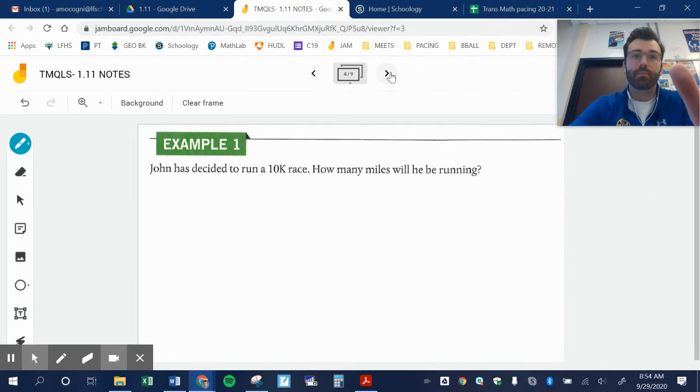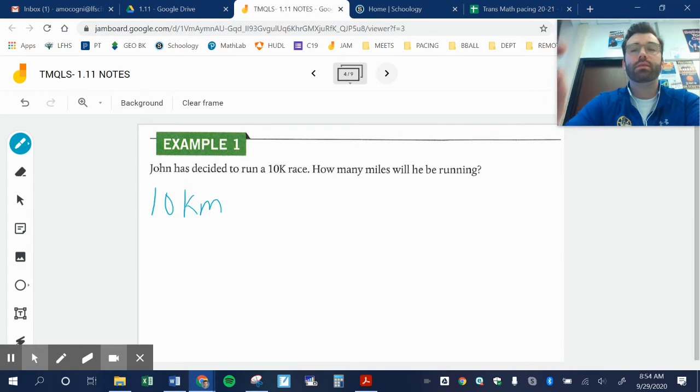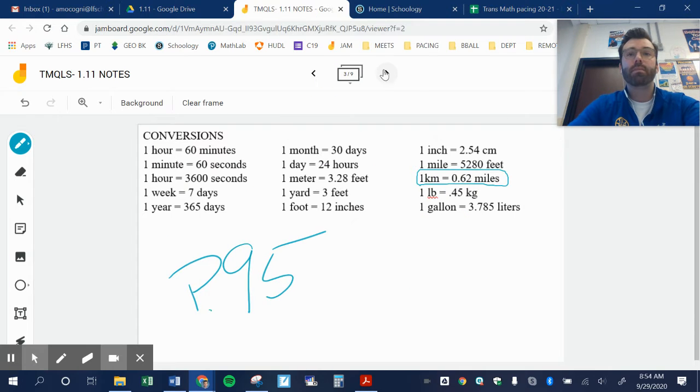How would I do this? 10K means 10 kilometers. Whenever you see that, that's what it is referring to. So I'm starting with 10 kilometers, and I want to convert my units to miles. I know that 1 kilometer is 0.62 miles.